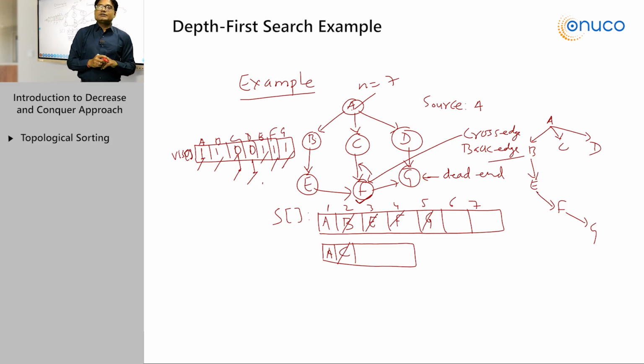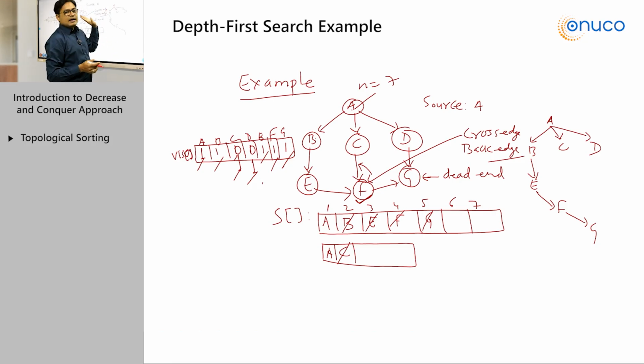Then, in that particular case, we can count 1, 2, 3, 4, 5, 6, 7 and all 7 nodes are visited from A. Hence, we can say that the graph is connected. So, DFS gives the solution that the graph is connected. And what is the second?